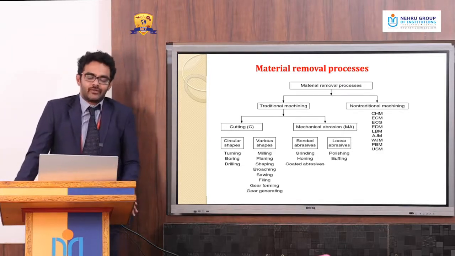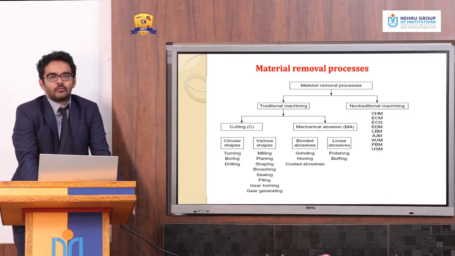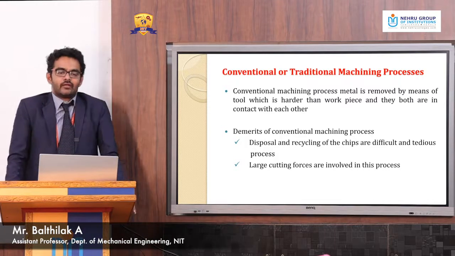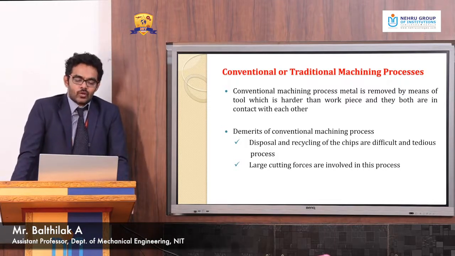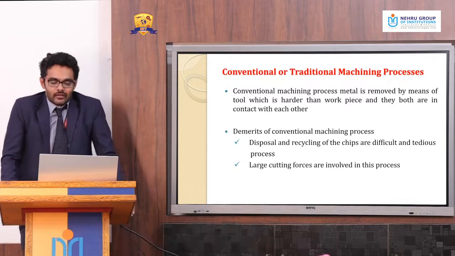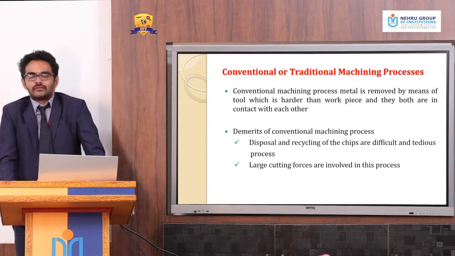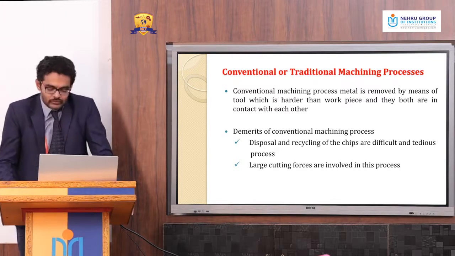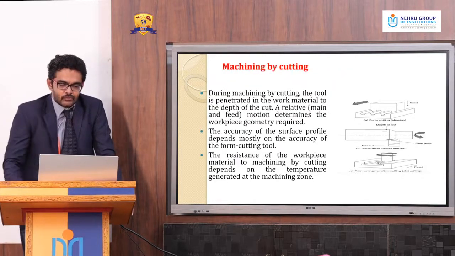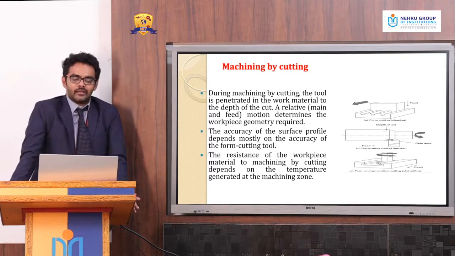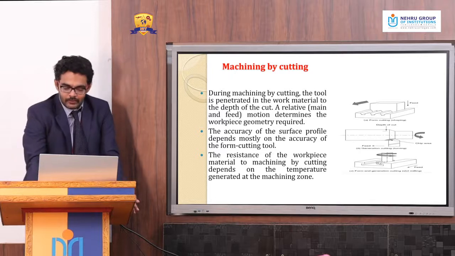I broadly classified the non-traditional machining process based upon the energy sources. So how does the conventional traditional machining process work? The disposal and recycling rate of that conventional machining process is high. So why do we prefer the non-traditional machining process? What is the need of the non-traditional machining process? We will discuss one by one. So this is the example. What is the process done by the cutting process? Machining by cutting.